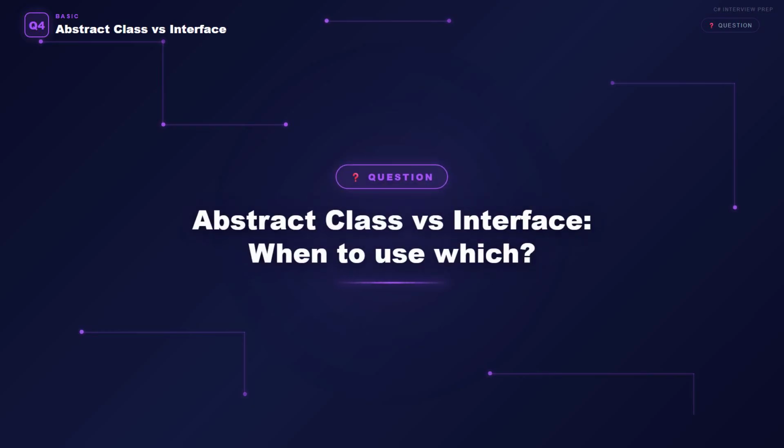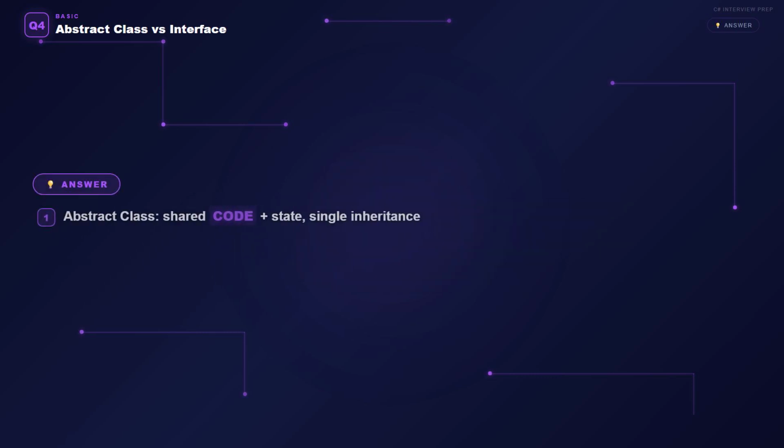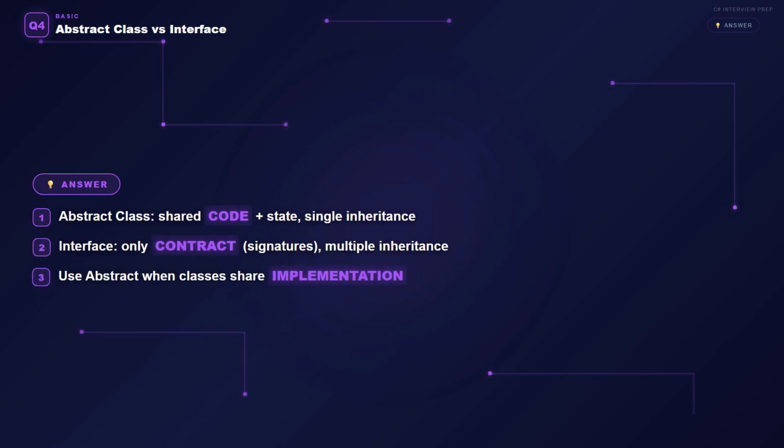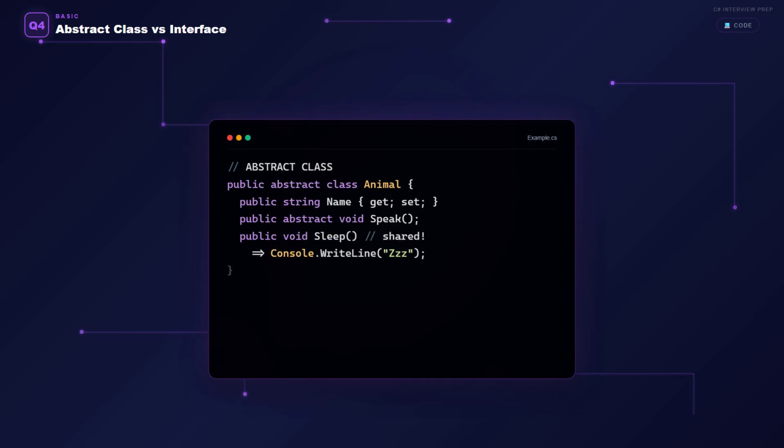Question 4. When should you use an abstract class versus an interface? An abstract class can contain shared code, fields, and state. A class can only inherit from one abstract class. An interface contains only contracts, like method signatures, with no implementation. A class can implement multiple interfaces. Use an abstract class when you have shared implementation. Use an interface when classes share behavior but not code. Here are examples of both.